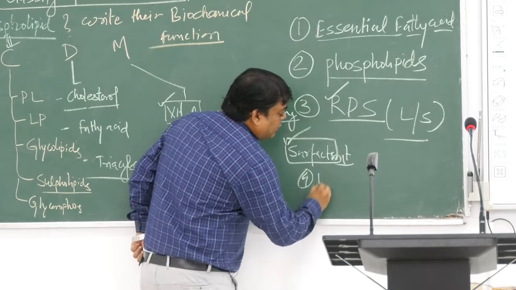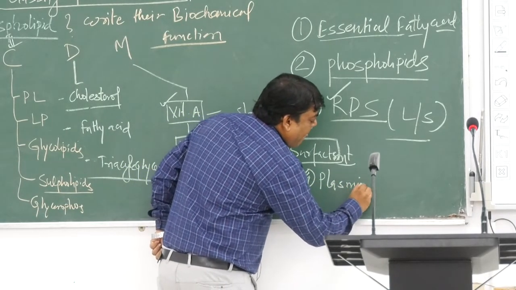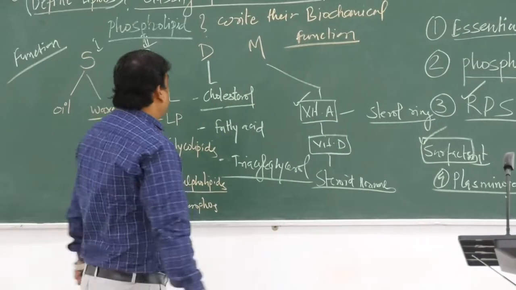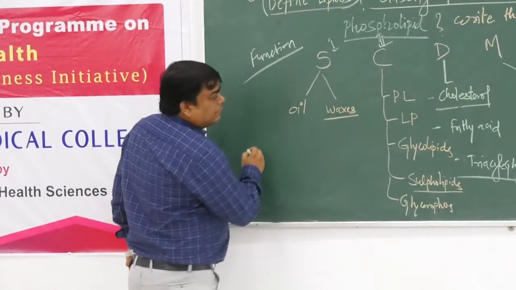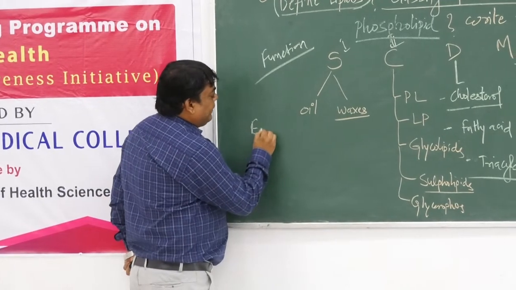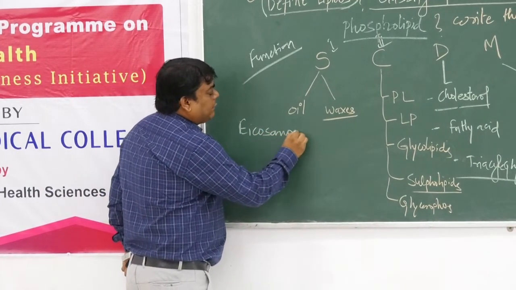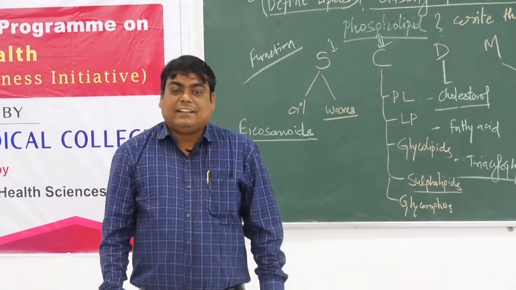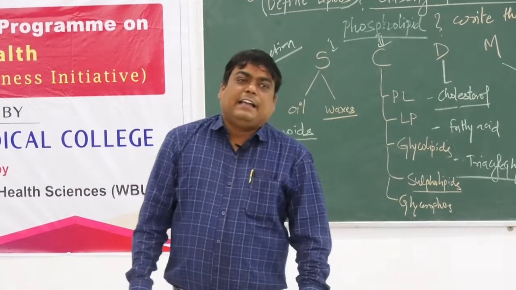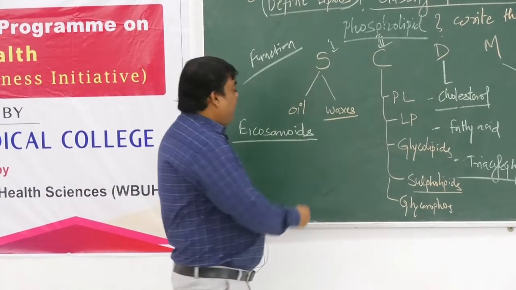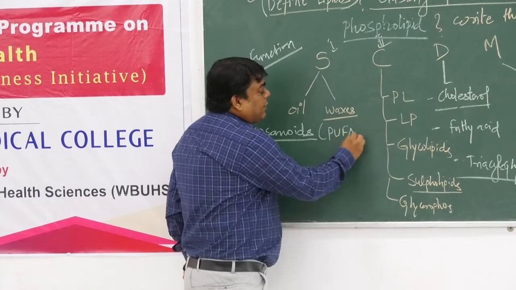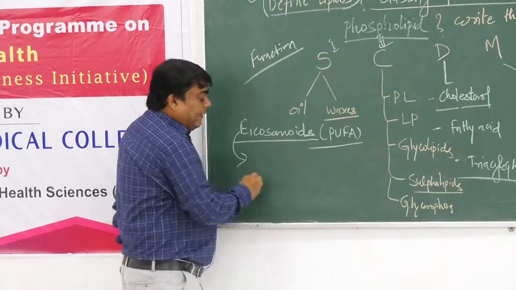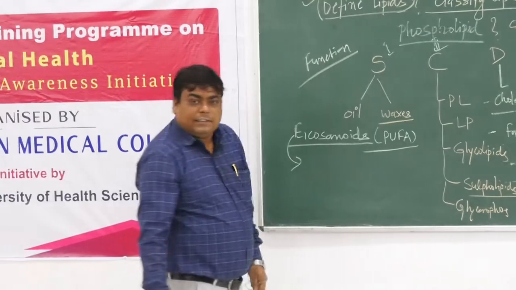Now the fourth one, a question may be asked on icosanoid. Okay. Now here, icosanoid. What is icosanoid? Yes, arachidonic acid. It is basically a PUFA. But the function of this, what? A very important function of icosanoid is that it is a precursor for the synthesis of prostaglandin. Okay?